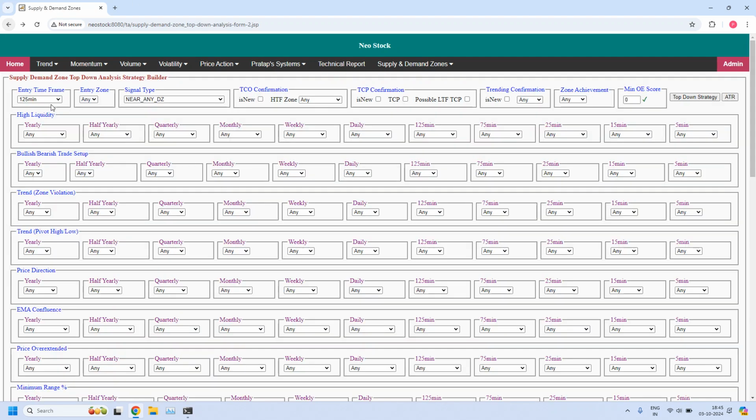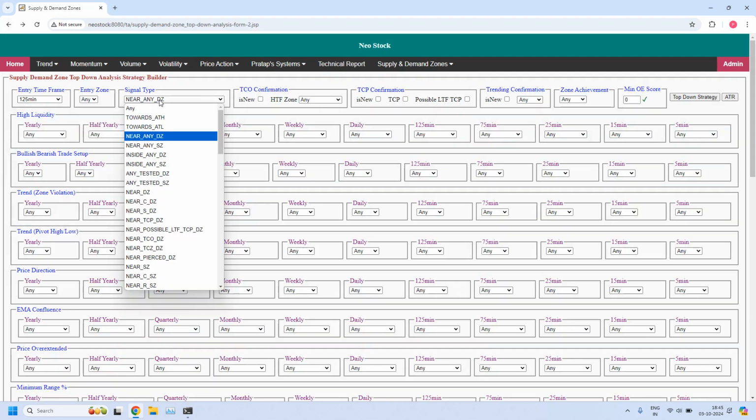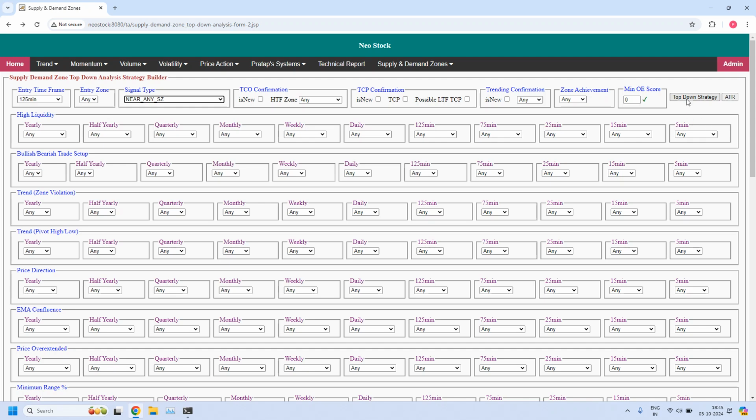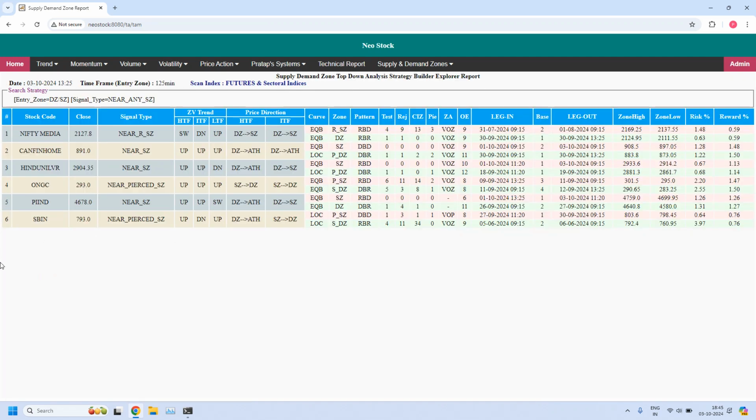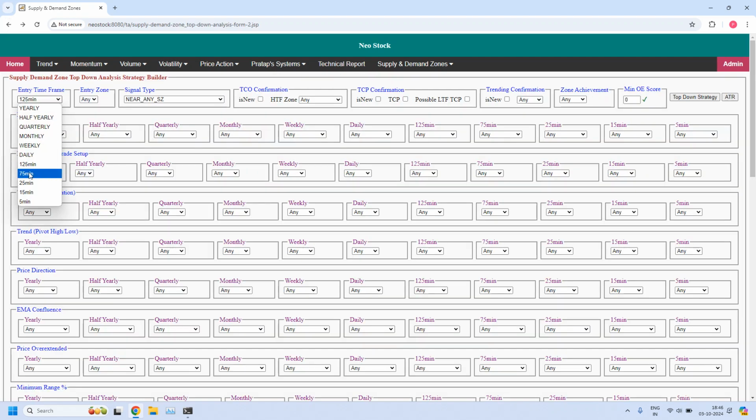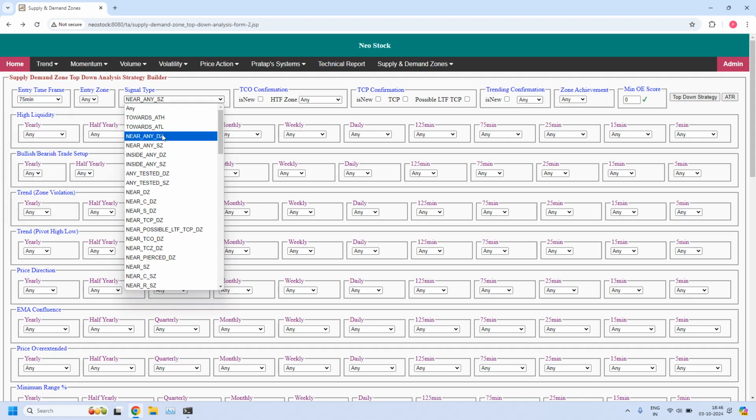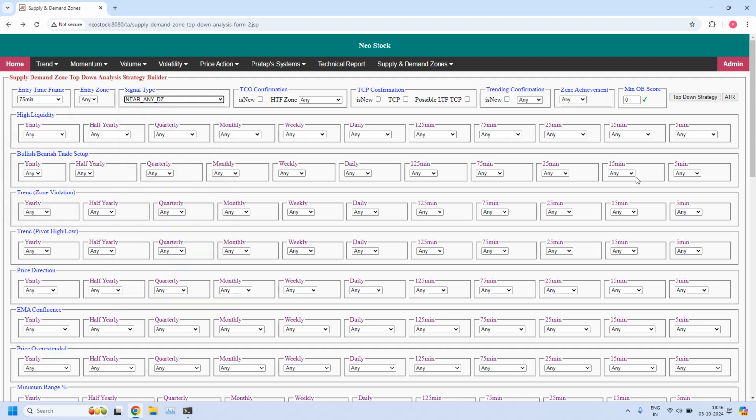The next time frame is 125 minutes. Let us find the stocks near the 125 minutes supply zone. 6 stocks are filtered. Okay, the next time frame is 75 minutes, our entry time frame. Let us find the stocks near the 75 minutes demand zone.